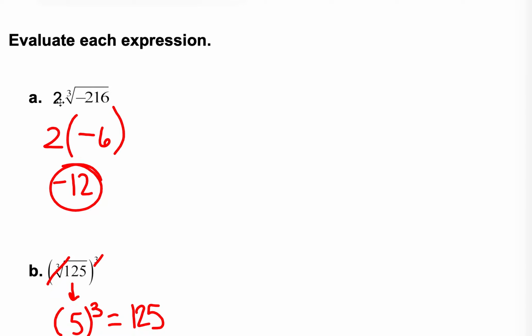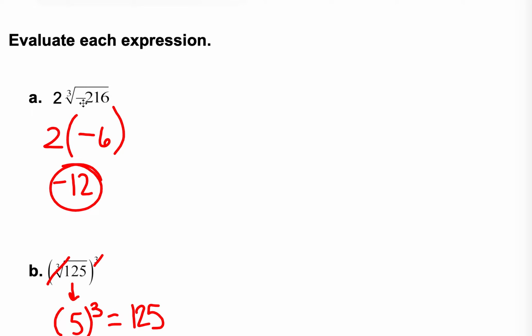For A, I have 2 times the cube root of negative 216. This 2 in front of the radical symbol is like multiplication. It's just like a 2 in front of parentheses. So it's just a different way of writing multiplication.